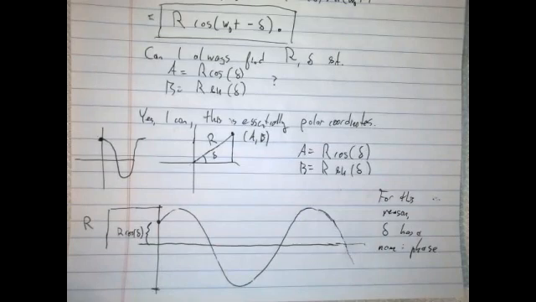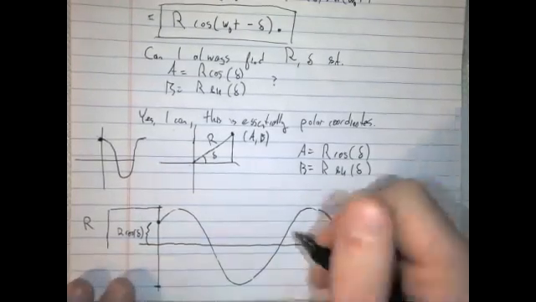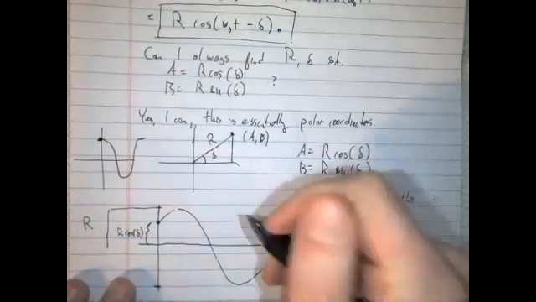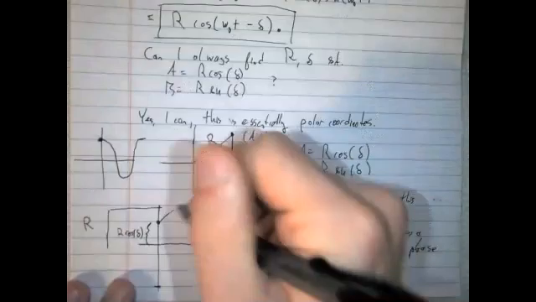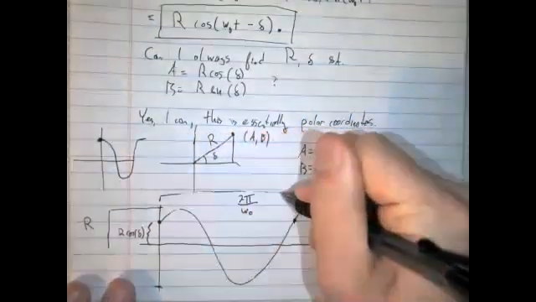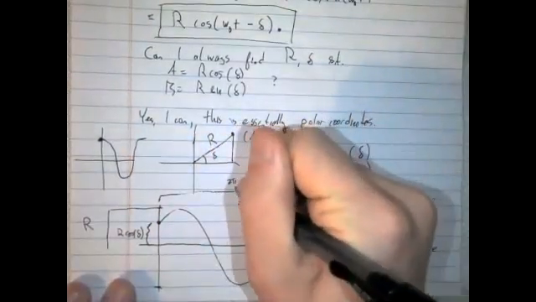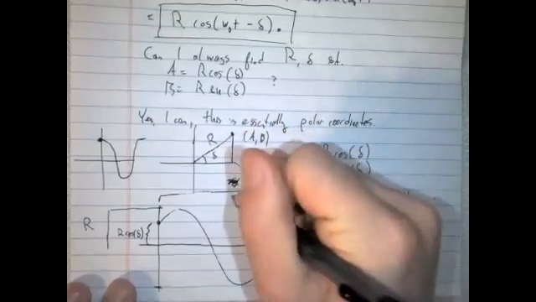Okay. And of course, the period of this is going to be 2 pi over omega naught. So this distance right here is 2 pi over omega naught.